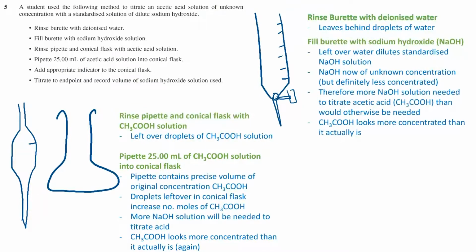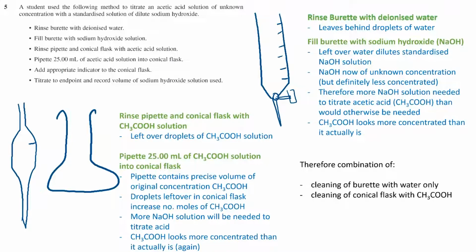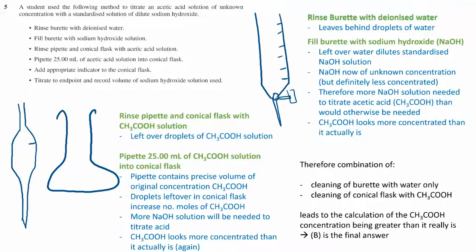So we can see that breaking down the implications of each of the steps shows us that the calculated concentration of the acetic acid will be higher than expected. So, combination of the fact that the burette was cleaned with water only, while the conical flask was cleaned with the acetic acid, leads to the calculation of the acetic acid concentration being greater than it really is, leading us to option B as the answer.